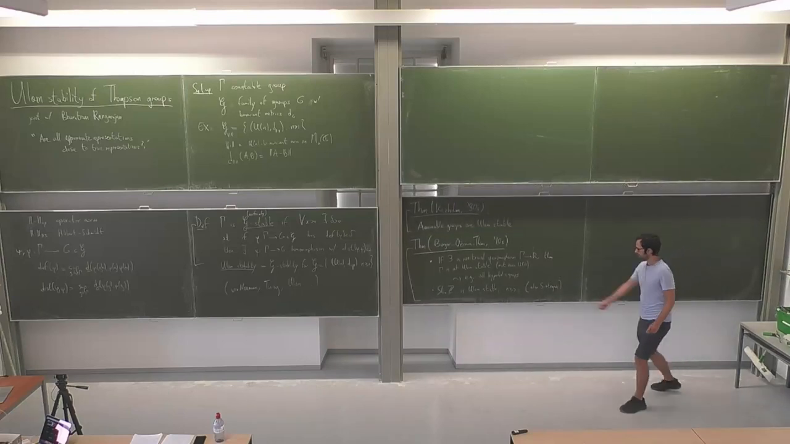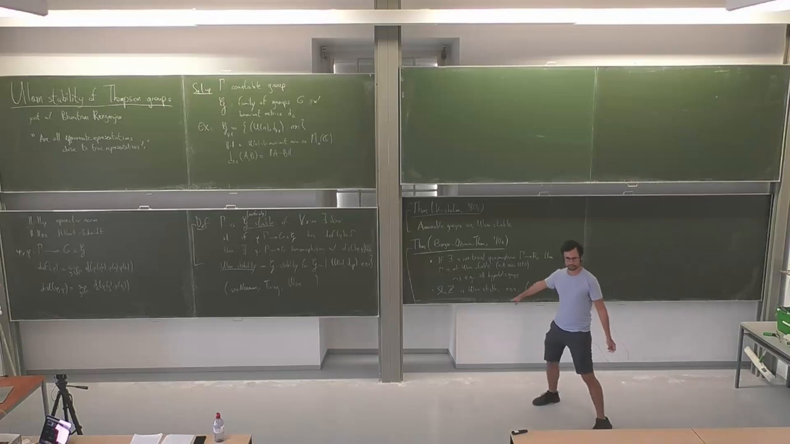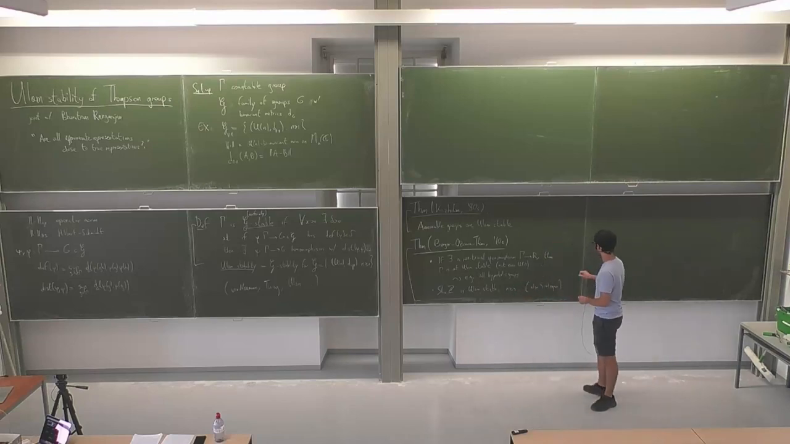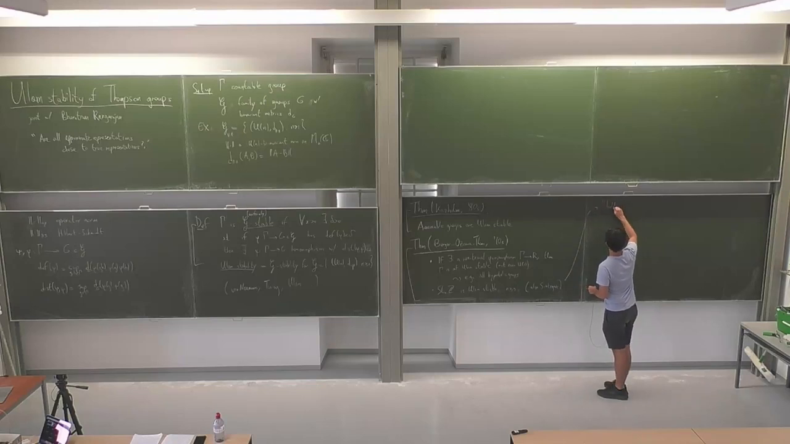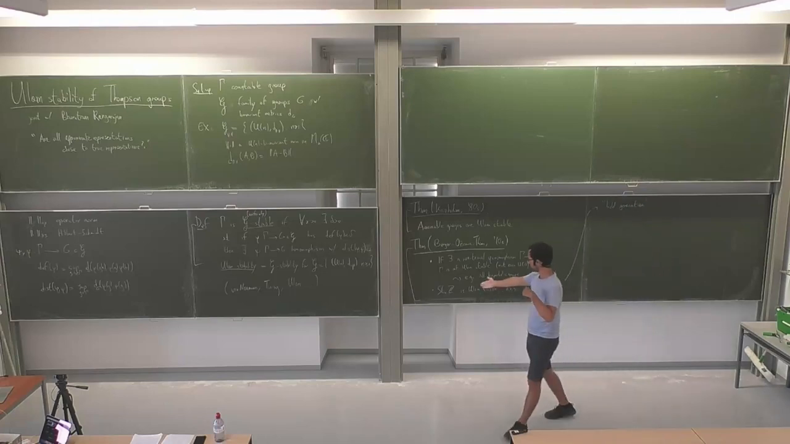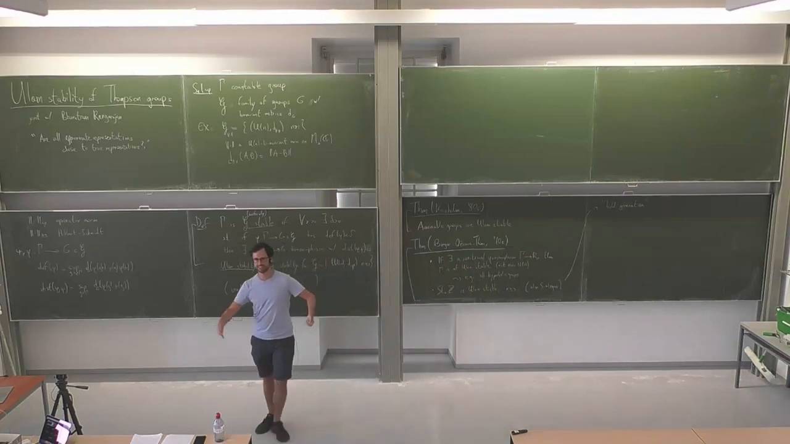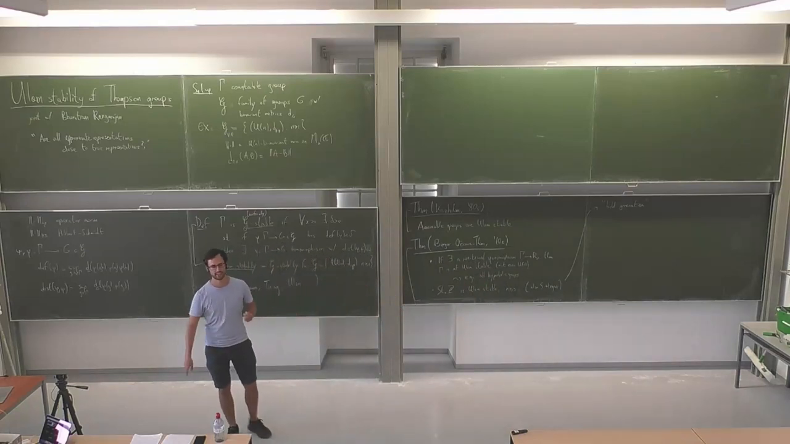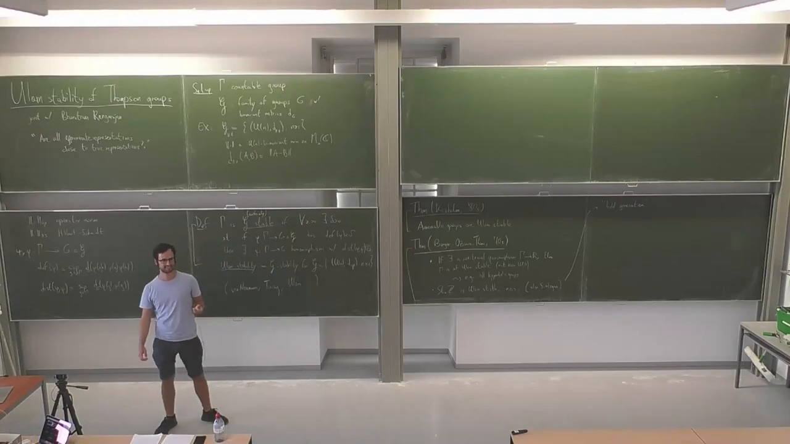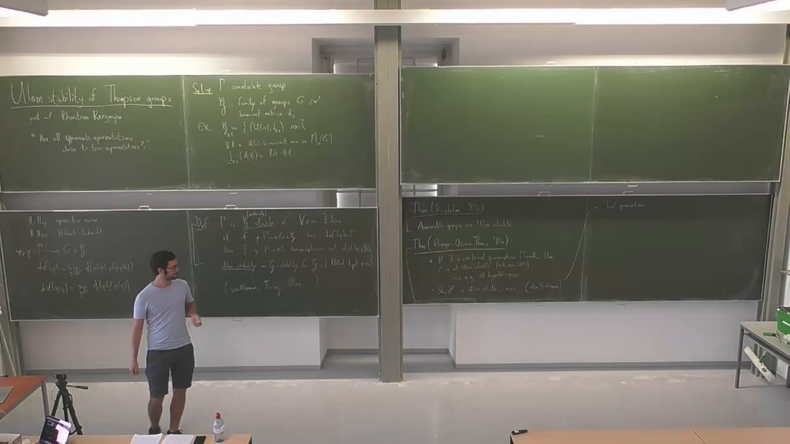Okay, so I'm not gonna tell you about this. I'm just gonna tell you two words in this book: bounded generation. Bounded generation just means that every element in SL_n(Z) is a product of a bounded number of elementary units, and that number is independent of the element. This is the key thing in the proof.